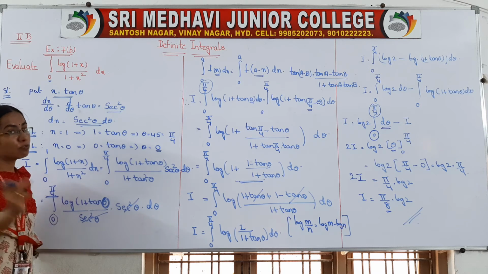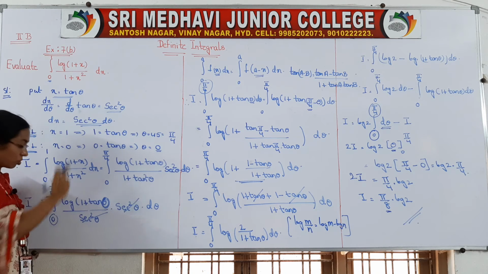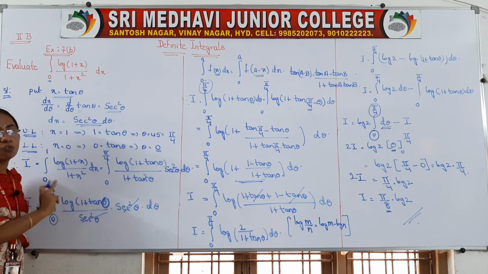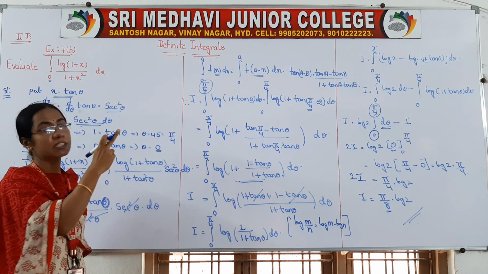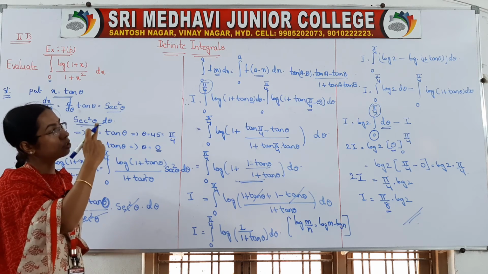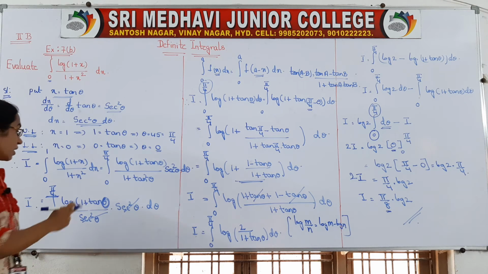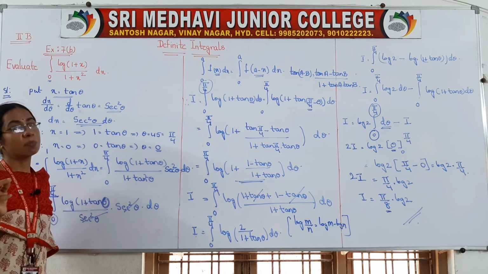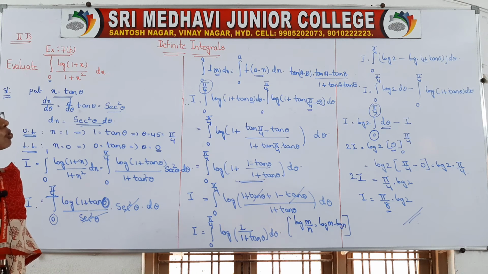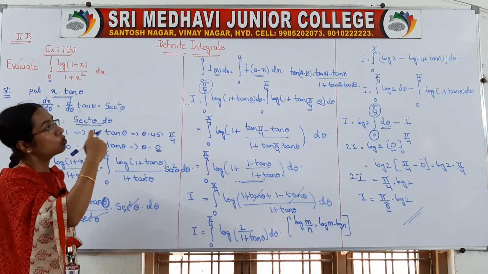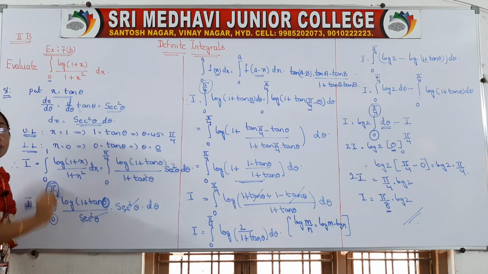So after this, if we observe our definite integral form, it is of the form integral 0 to a. See, 0 is there and pi by 4 is there. In a place it is pi by 4. Integral 0 to a f of x dx is nothing but integral 0 to a f of a minus x dx. But in place of x, here we are having theta. So in place of theta, we have to take pi by 4 minus theta. And what is this a? In a place we are having the pi by 4 value.